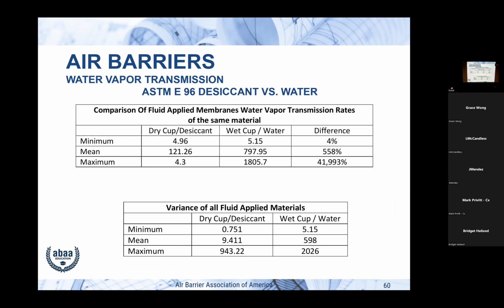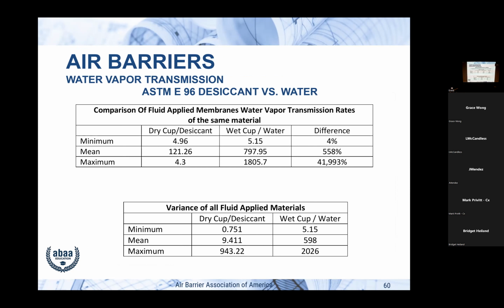So you're going to use the desiccant method, the water vapor transmission rate, in your project because you think that it's 4.3 nanograms, not perms, nanograms. But in most cases, you're going to be sitting at least in the water. So we're up to 1,800 nanograms, a 42,000% difference. Same material, just different atmospheres. And I went through all of them.